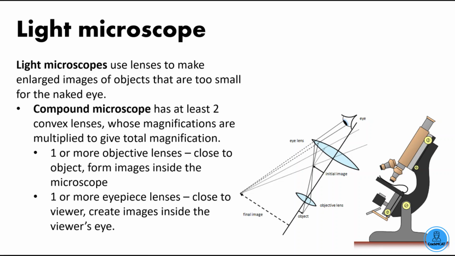And this is a compound microscope, which has at least two convex lenses, and how they work is that each lens magnifies the image and the magnifications are multiplied. So it has one or more objective lenses which are closer to the object, hence the name objective lens. And these form images inside of the microscope right here. And then there are eyepiece lenses that are closer to the eye, and this is what enlarges the image created inside of the microscope.